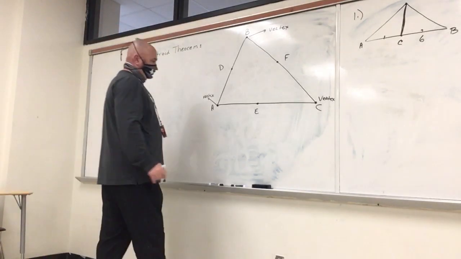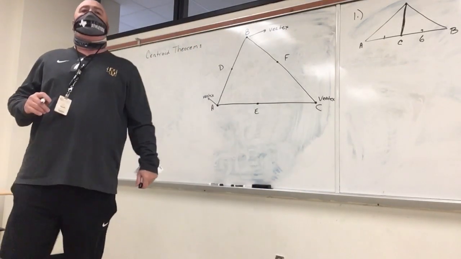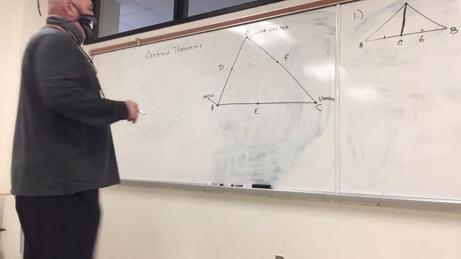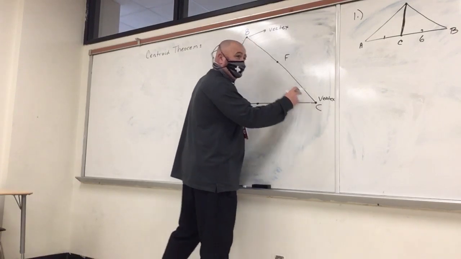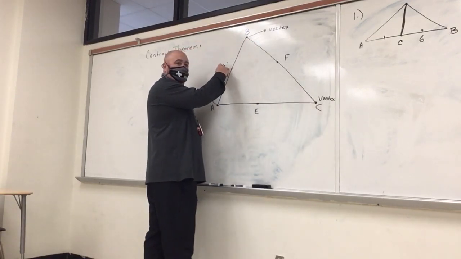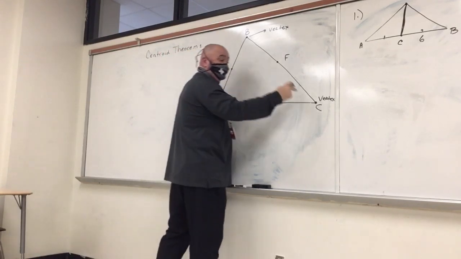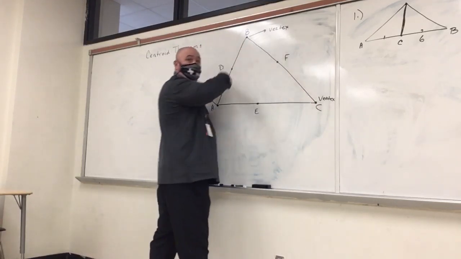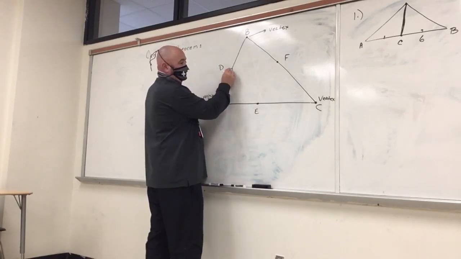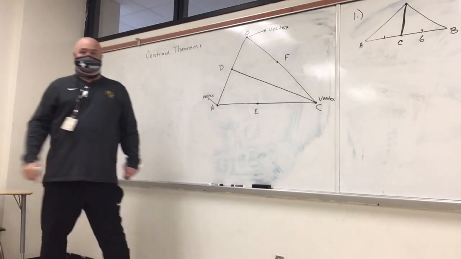Here's where the lesson comes in. We are going to draw what we call a median. A median goes from the vertex of an object to the opposite side's midpoint, or from the midpoint of a side to the opposite vertex. So I'm going to draw a line from here to here. Do that all the way around. Just like so. And again, this is called a median.